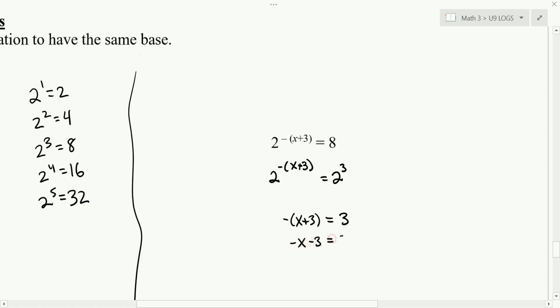I'm going to distribute, add 3, and multiply by negative 1. What do you mean? Which line you're looking at? Yeah, so when I drop, the base is the 2, right? So I'm getting rid of the 2's, and I'm setting my exponents equal to each other, okay? And then once you get there, you got to solve it.